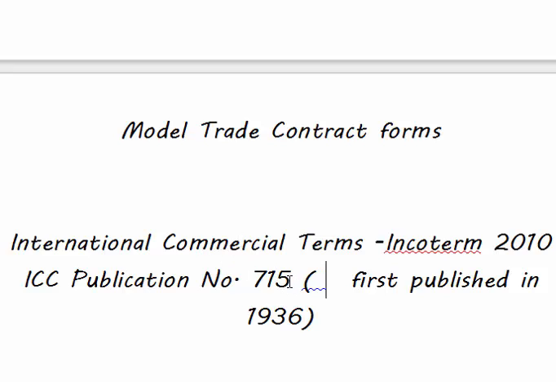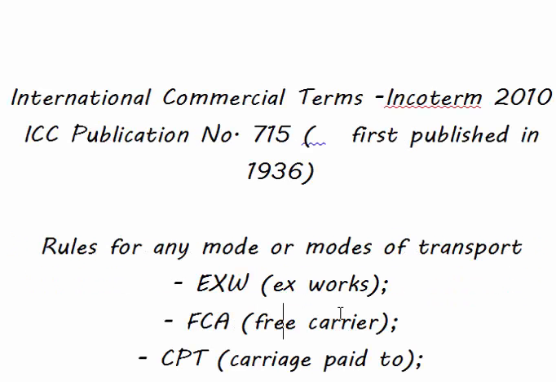ICC had published publication number 715 first in 1936, and the latest revision is in 2010. This revision in 2010 is called Incoterms, the International Commercial Terms. This also tells what the roles, responsibilities, or liabilities of the buyer and seller are to a certain extent, so that when an Incoterm is inserted into the contract, it helps us to take away some one-page terms and conditions which are normally part and parcel of the contract.